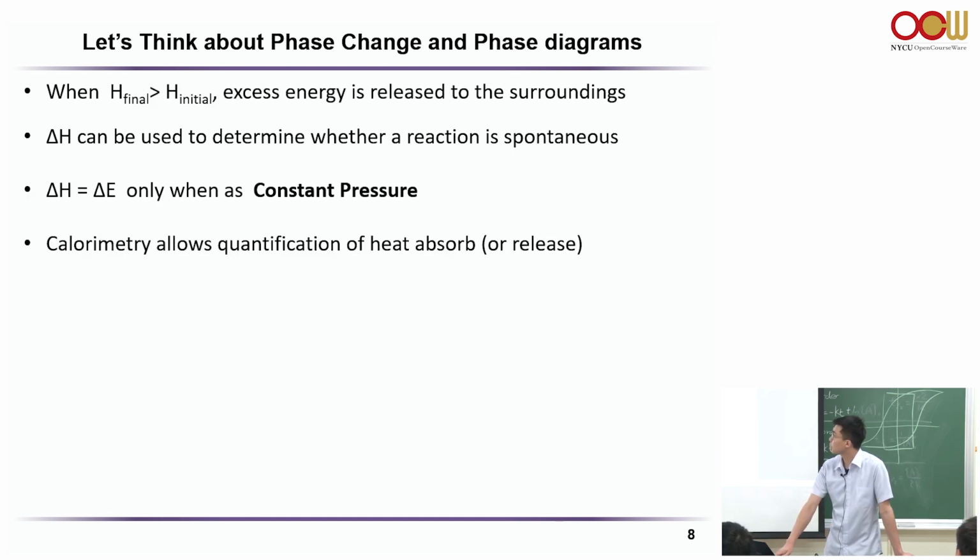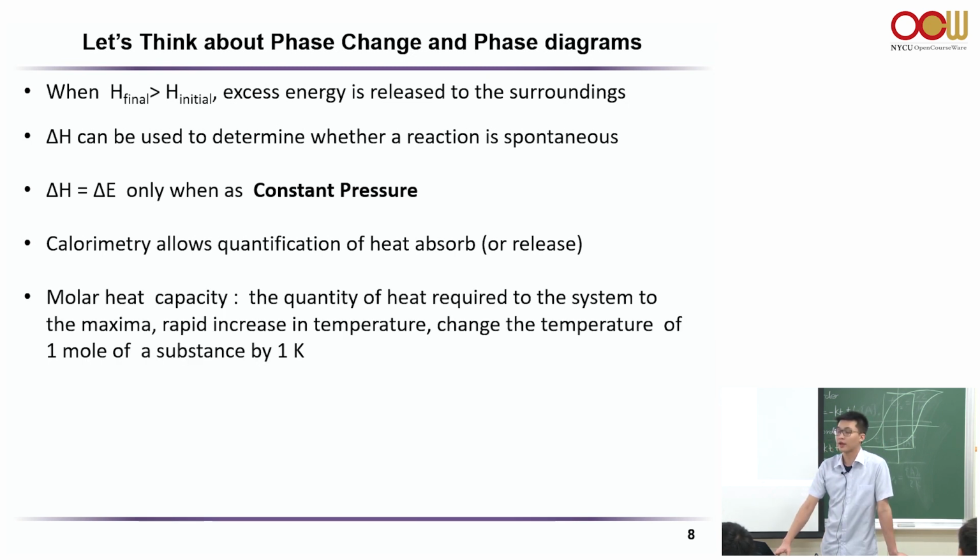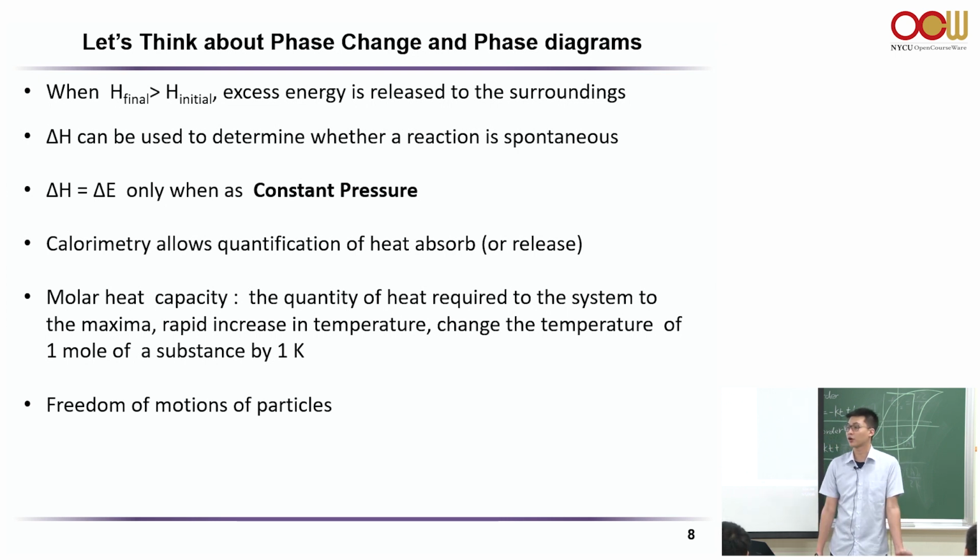Now I want to talk about how these values are measured. There is a thing called calorimetry. So it measures how much heat is released to the surroundings. So when we think about the heat capacity, it's usually per mole, right? How much energy I need to put into a mole of substance for it to increase temperature by 1 Kelvin or 1 degree C. So you have to think about freedom of particle motion, right?